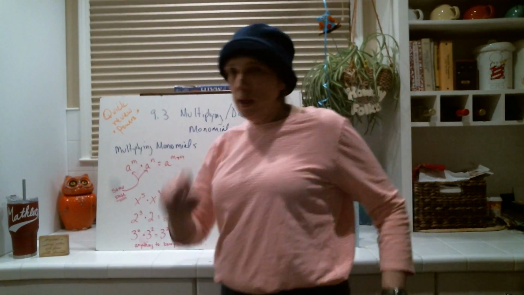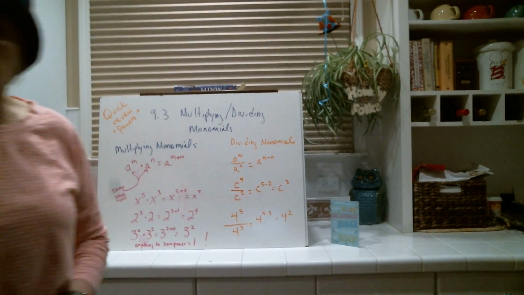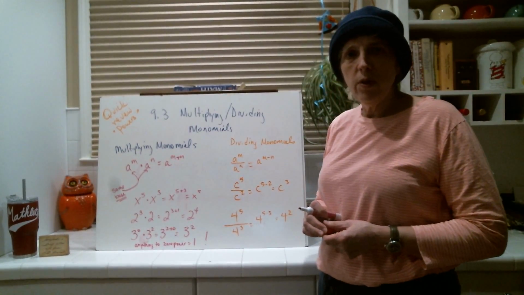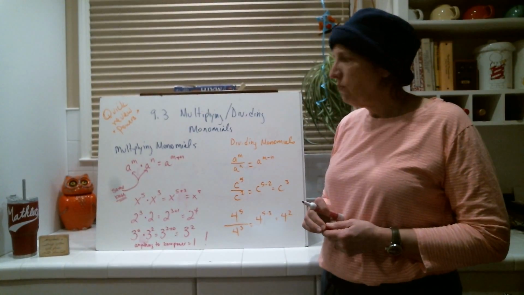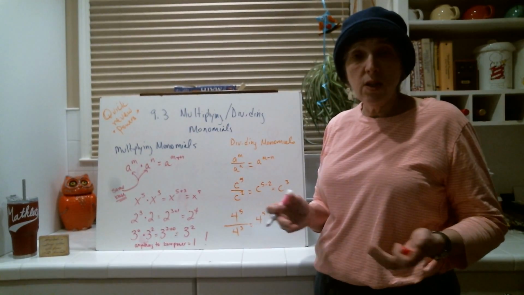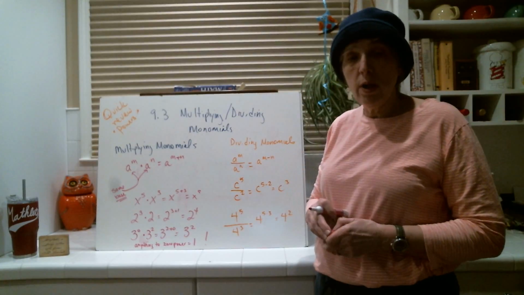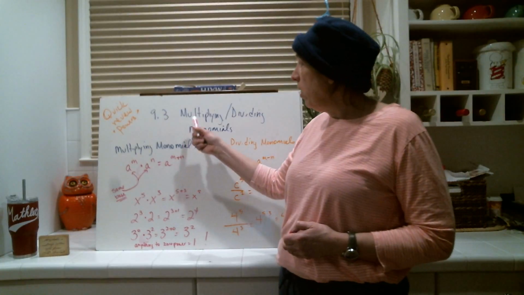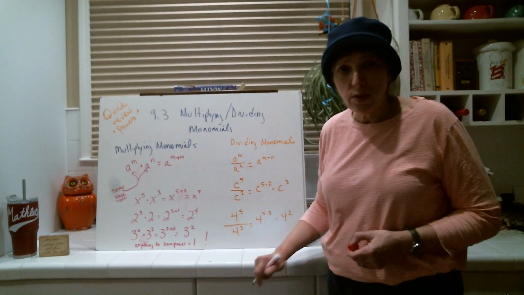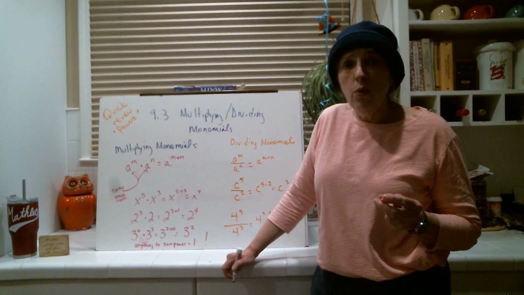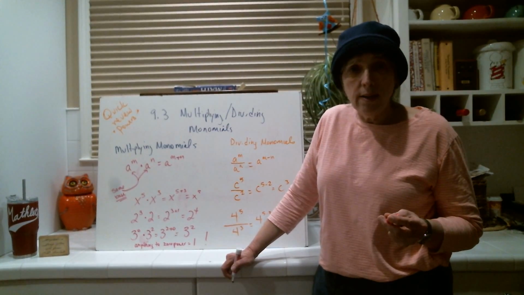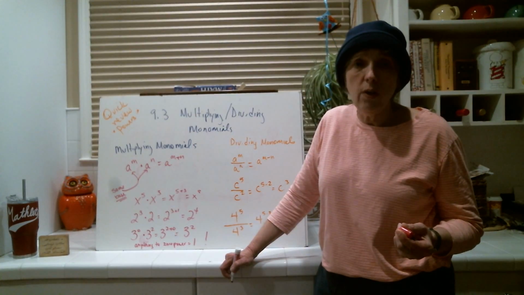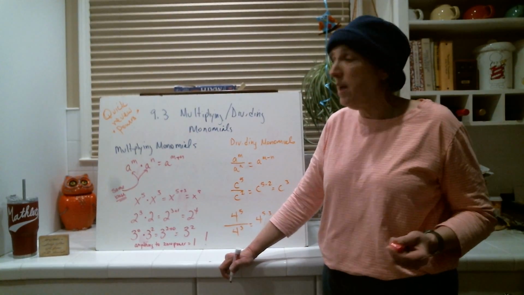Just a quick review on a power. Remember the base, and you have the exponent. The base is the number, the exponent is the exponent, and the whole thing is the power. That's important because when we're multiplying and dividing monomials with the same base, there's a certain rule you follow, the rules of exponents. We're going to do two rules today.